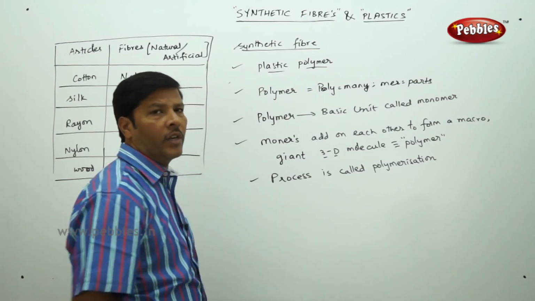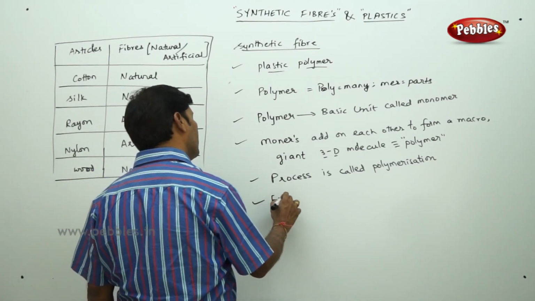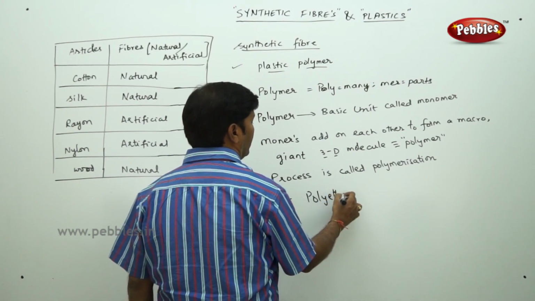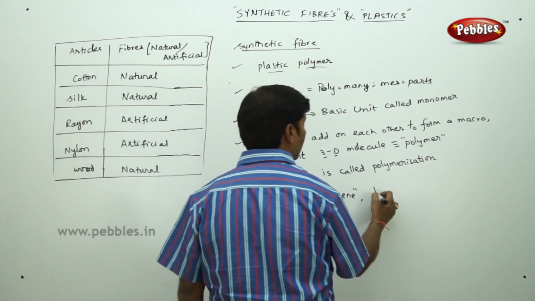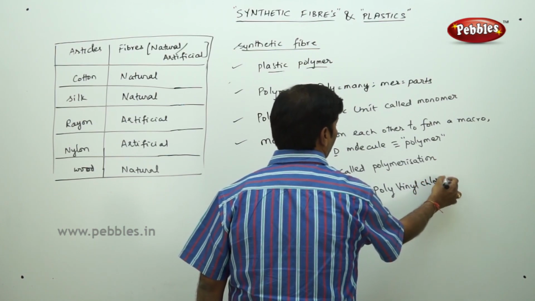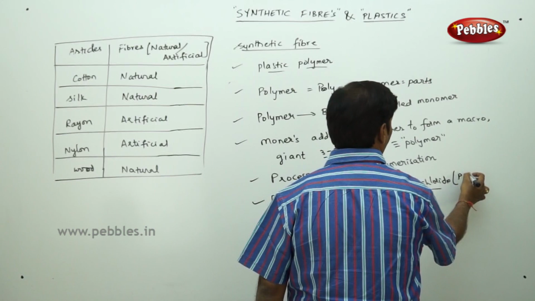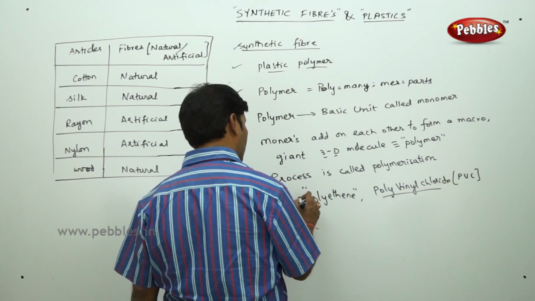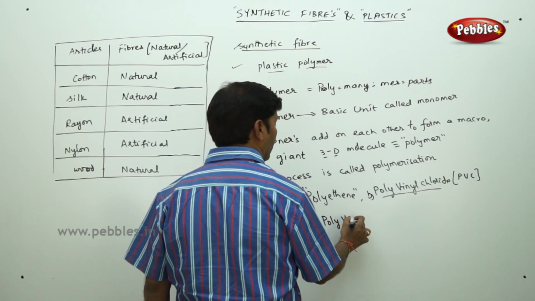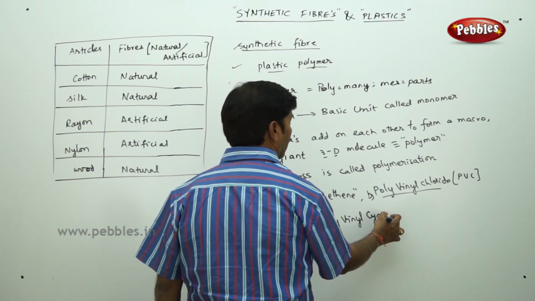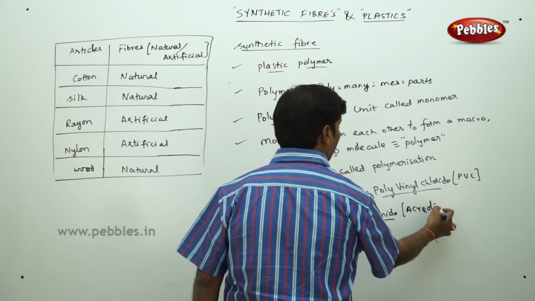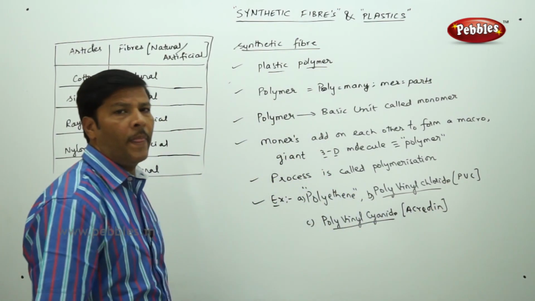And the process we call polymerization. You can take a number of examples of polymers. Plastics, if we take polythene, is a plastic polymer. Polyvinyl chloride is also a polymer. PVC we call it, and this is A, this is B, and you can take C, polyvinyl cyanide. Sometimes we also call this acrylonitrile. So all this comes under the polymers.